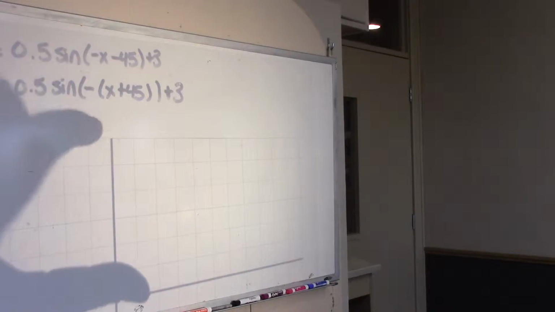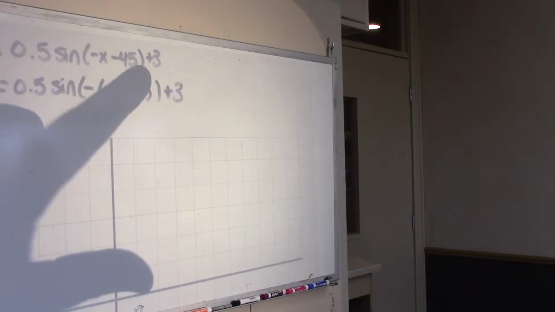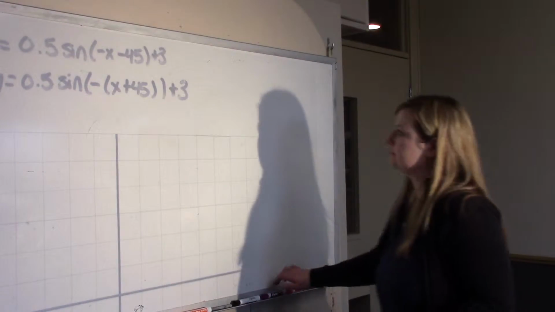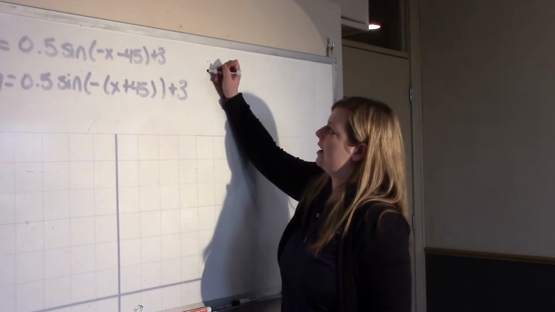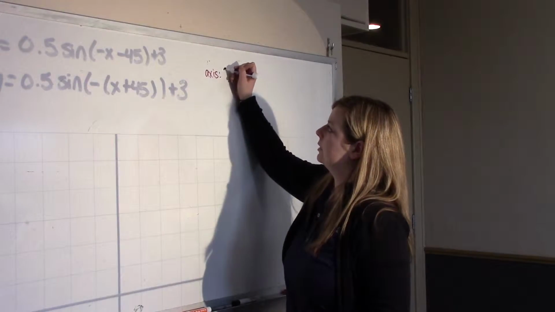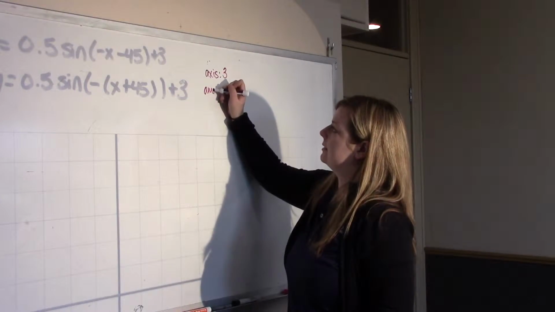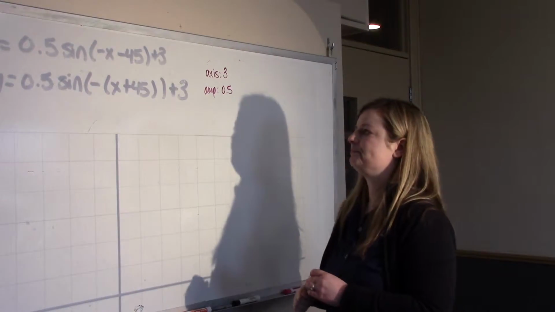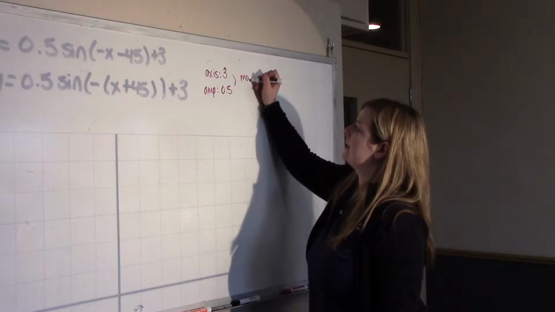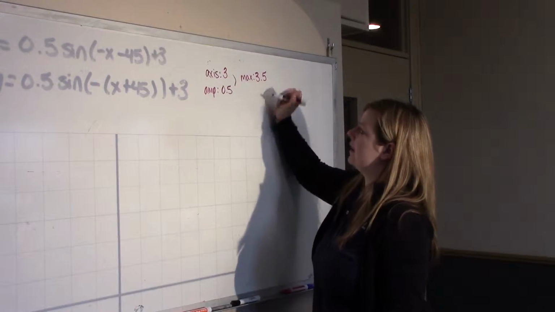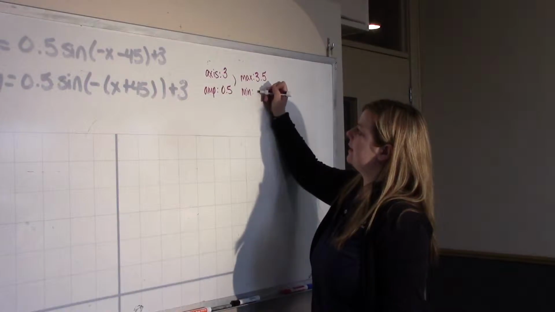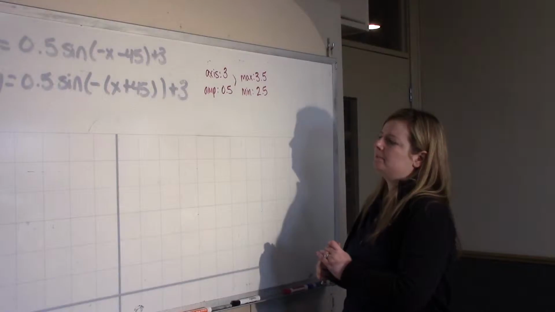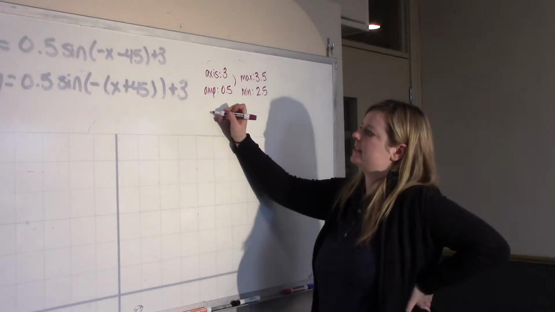So you factor out your -1, so instead of minus x minus 45, it's minus bracket x plus 45. All right. My axis is now 3. My amplitude is 0.5. So that means my max is 3.5, so 0.5 up from 3. And my min is 2.5, so 0.5 down from 3. My period is actually still 360.